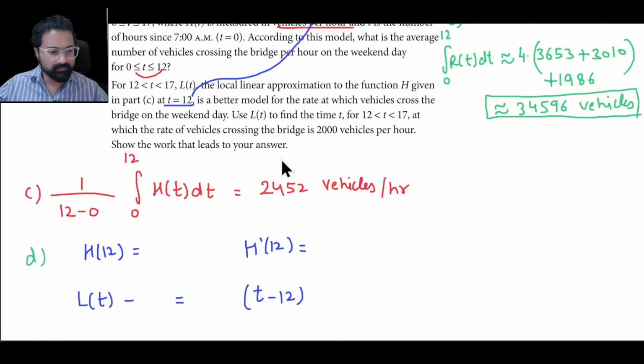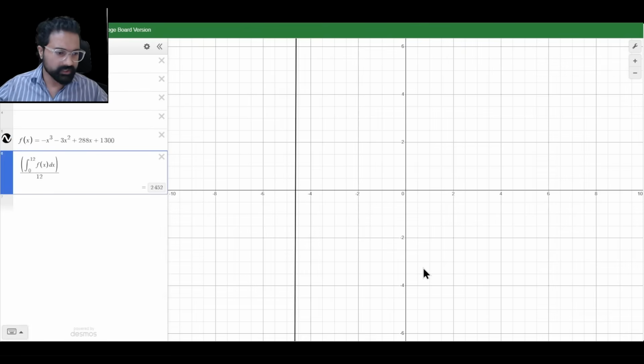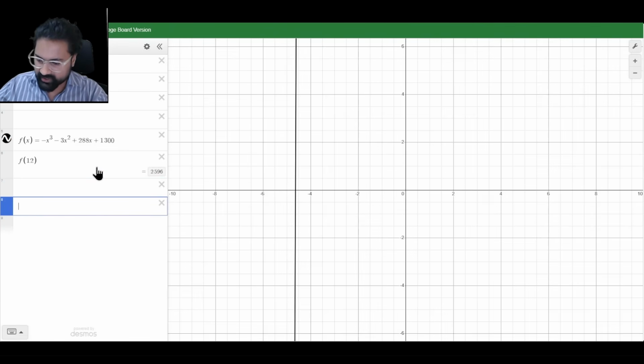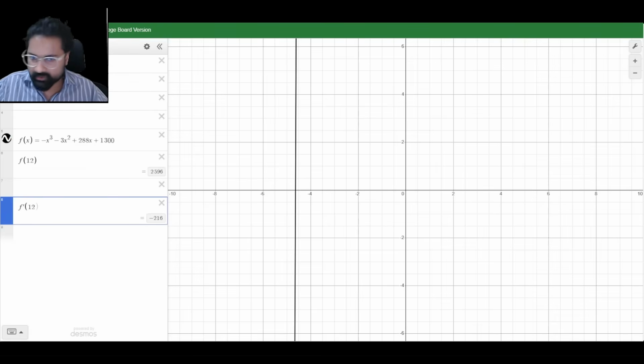So let me share my Desmos once again, and we already have that function typed in, luckily. I'm just going to cross this, and I need the values of f of 12 and f prime of 12. There you go. So I'm writing on the screen first, and I'll share it in a minute. It's 2596 I'll write here, and this is negative 216 that I'll write here.